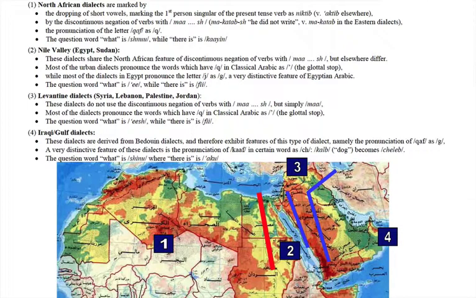Dialects differ distinctively in the kinds of function words they have and in the kinds of lexical items that they use to refer to certain things. For example, the way that you say what in Moroccan is shnu, while there is kayin. What in Egypt is eh and there is fi. In the Levantine dialects, Bilad al-Sham, what is ish or shu, and there is fi. In Iraqi and Gulf dialects, the question word for what is shnu, while the word for there is aku.